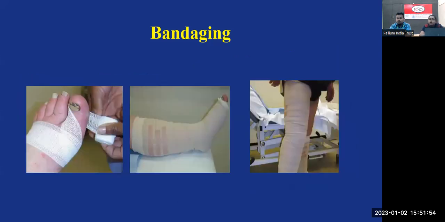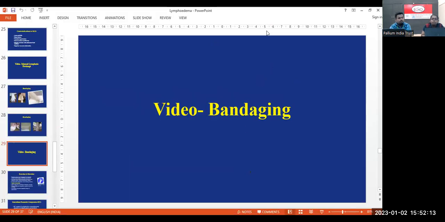And for the legs also, the same thing. Initially, we will do the spiral bandage. After 2 weeks, if they are tolerating, we will think about the figure of 8 bandage or a multi-layer bandage. I'll show you a video on that also. Then we will discuss.